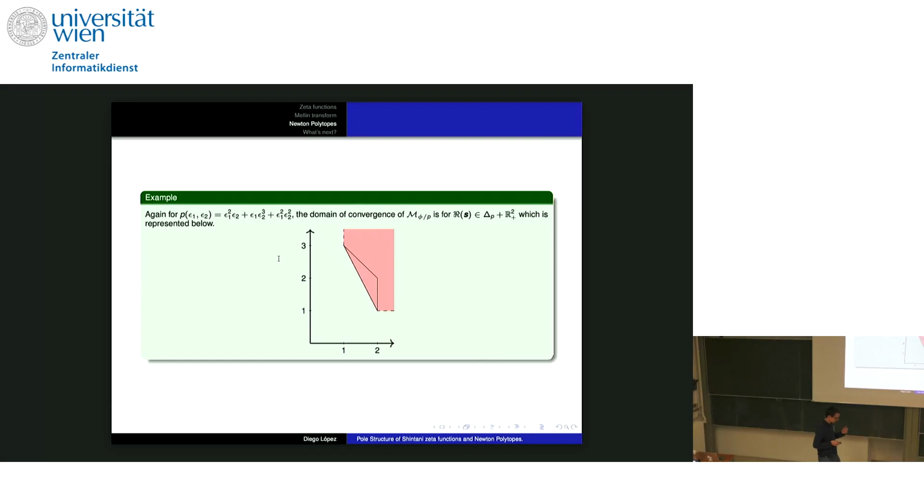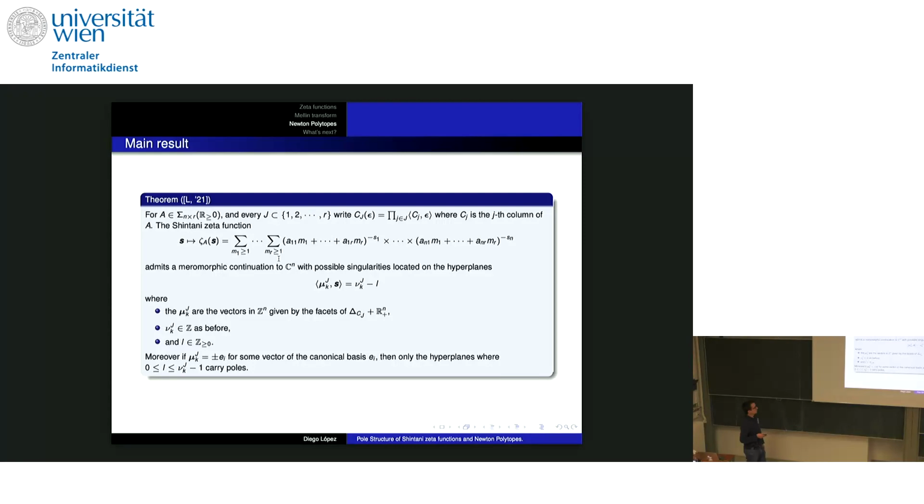Notice an extra of this theorem compared with the original theorem by Nilsson and Passare: if the Newton polytope of P had empty interior, then the Mellin transform converges nowhere, while here, even if the Newton polytope is a point, so P is just a monomial, then the domain of convergence of the Mellin transform of phi over P is quite big. It's an unbounded set.